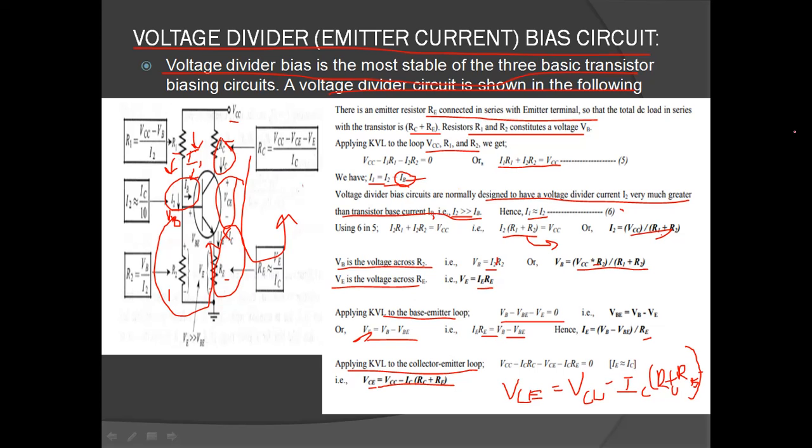Now this voltage divider bias circuit is the most stable of the three basic transistor biasing techniques. For any difference in the beta value, you have a correct, stable output. Hence the voltage divider bias is the most widely used biasing technique for the transistor.